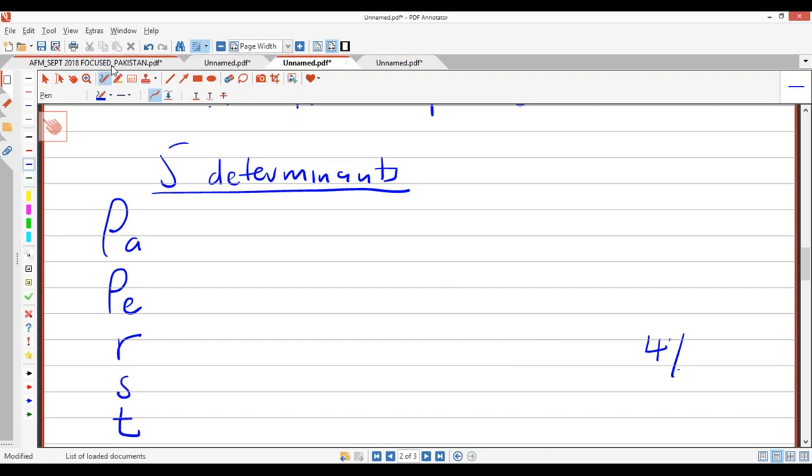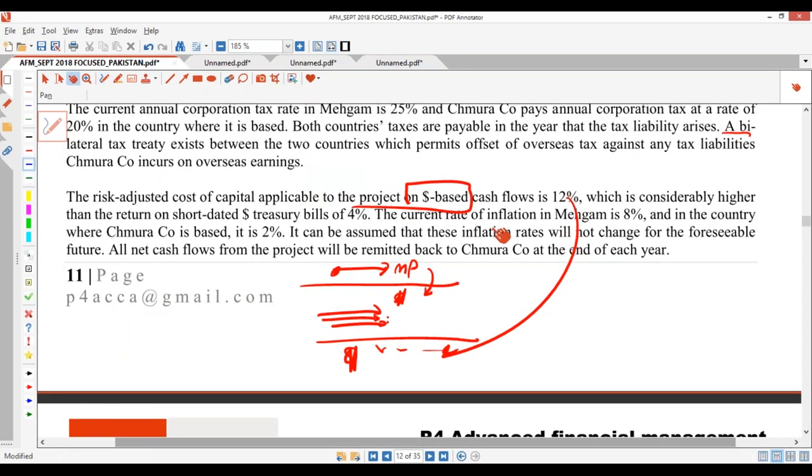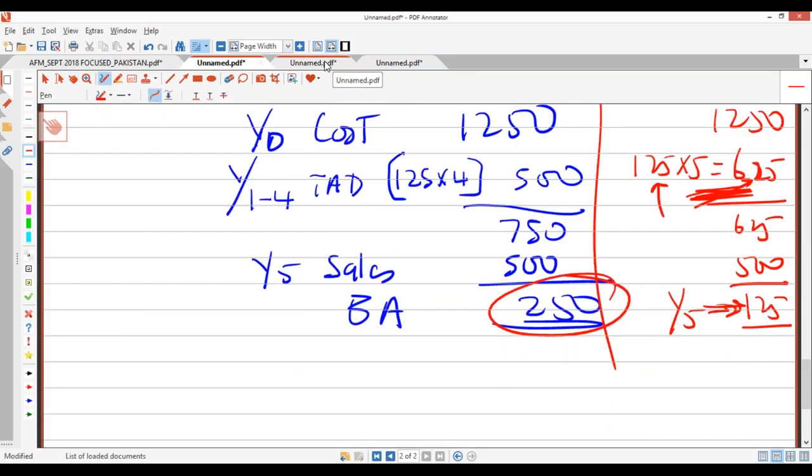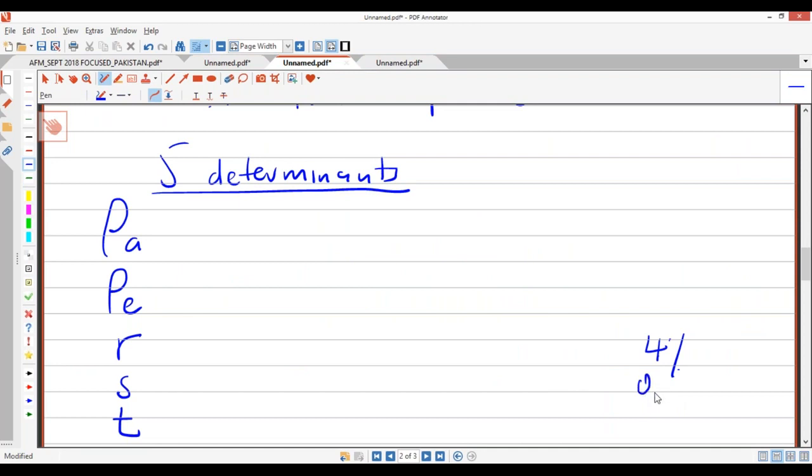Standard deviation, I think that's going to be maybe no marks for that one. It is given straight away, 35%. You're going to get your 35%. And the time to expiry is the time where you're going to sell and cash out. So it's going to be 2 years of waiting time.